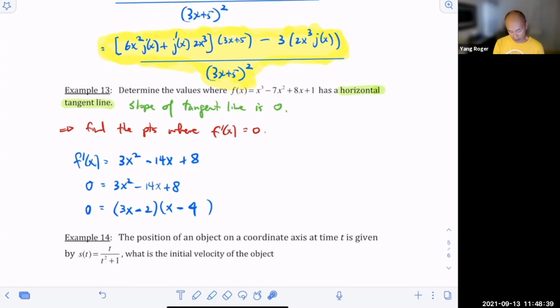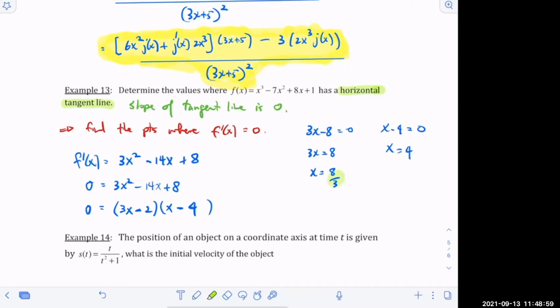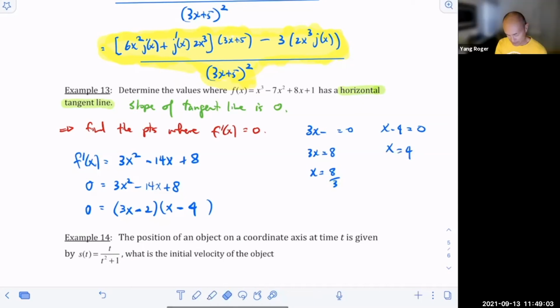Once you look at those, you got those two zero factors, that tells you that 3x minus 8 is equal to 0, and x minus 4 is equal to 0. So these guys give me 3x is equal to 8, or x is equal to 8/3. And this one gives me x is equal to 4. Wait, isn't it 3x minus 2 instead of 8? Thank you. For sure.